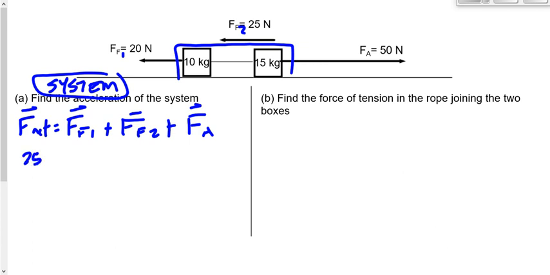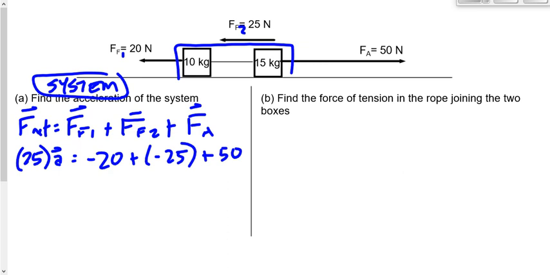That's 25 kilograms times the acceleration. FF1 is negative 20, FF2 is negative 25, and FA is 50. So again, nothing's changed yet. It's coming, but nothing's changed yet. We have to first get the acceleration of the system by doing what we've done many times before. 25 times a is equal to, that looks like 5 on the right-hand side. And a will therefore be equal to 5 over 25, or 0.20 meters per second squared. So far, it's exactly the same as what we did last week. Just treat it as a system.